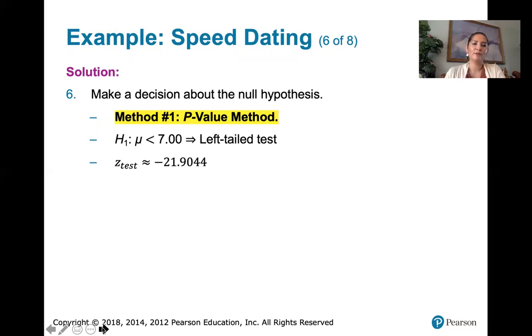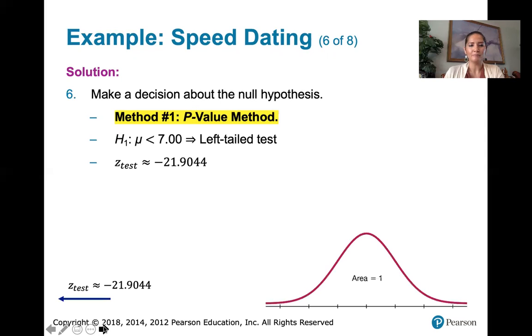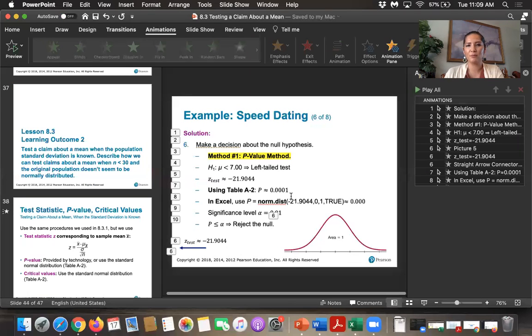And then we said, okay, we got this test statistic of negative 21.9044. If we have a left-tailed test, the p-value is the area to the left of z equals negative 21.9044. So there's not very much area over there at all. In order to find that area, you can either use Excel or table A2. Using table A2, we get a p-value of 0.01.